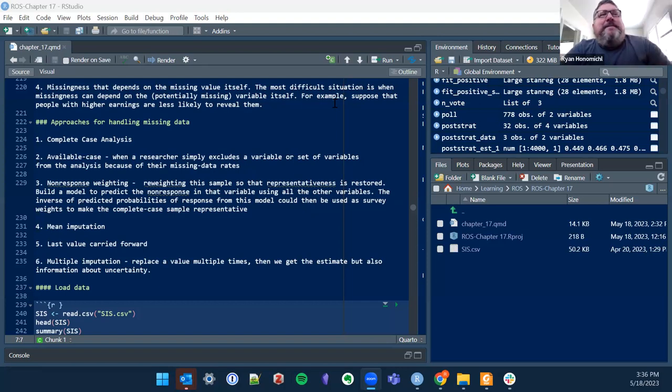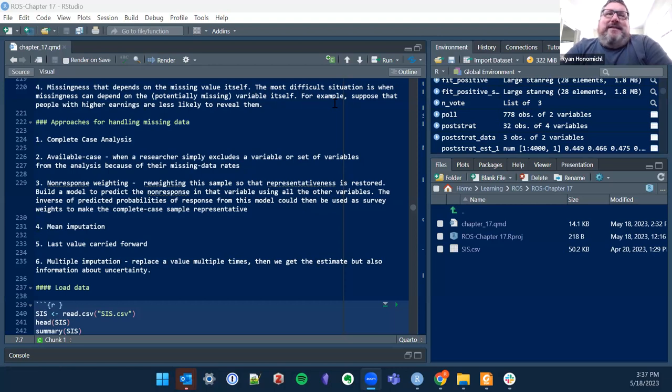Yeah, exactly. So non-response weighting is kind of what we've been doing. Well, we kind of did weighting above, obviously, before. So we reweight the samples so that representativeness is restored. So build a model to predict the non-response in whatever variable you're interested in. And then the inverse predicted probabilities could be used as a survey weight to make complete case. So basically you're still doing complete case analysis. You're just including these inverse predicted probabilities as a weighting scheme, so to speak. Right. So that's interesting.